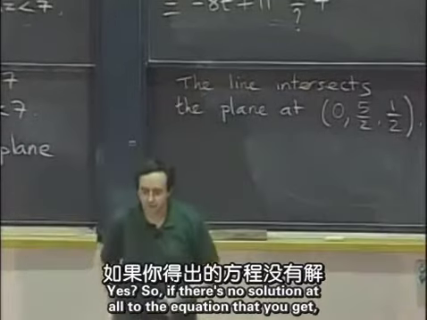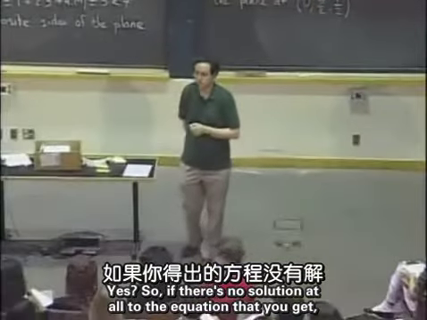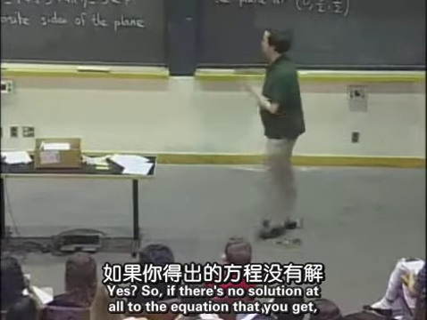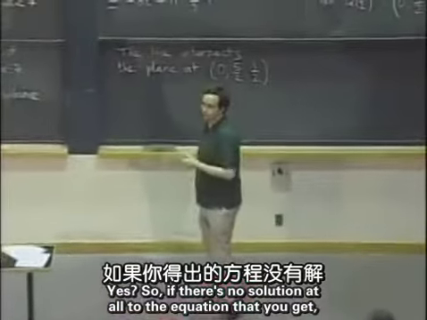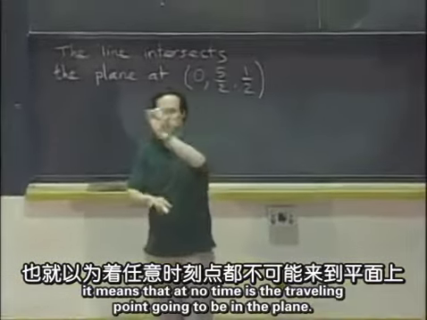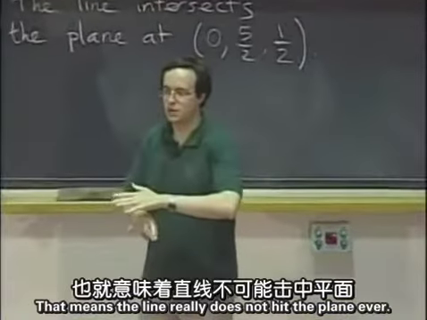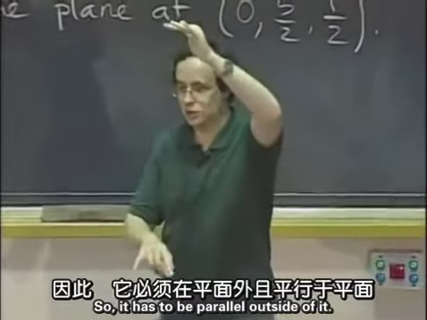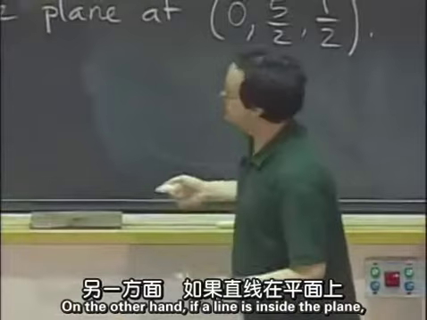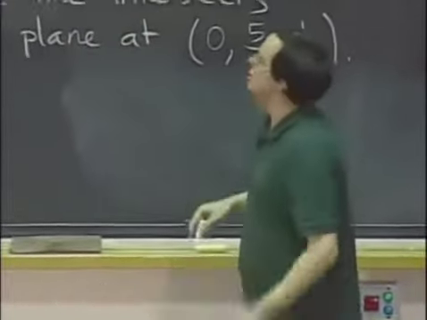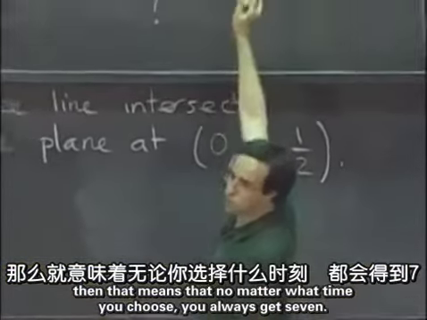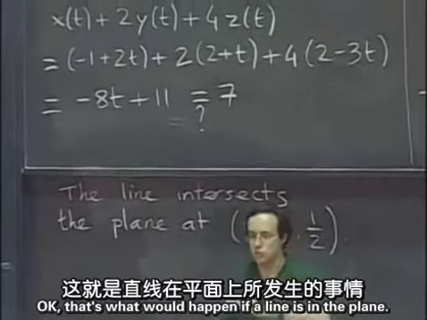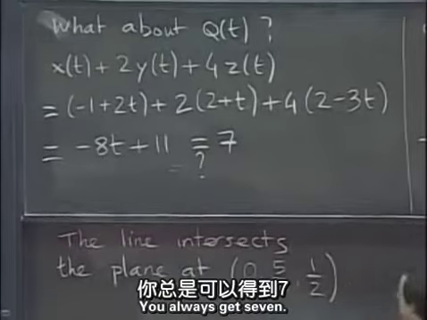Yes? So if there's no solution at all to the equation that you get, it means that at no time is the traveling point going to be on the plane. That means the line really does not hit the plane ever, so it has to be parallel outside of it. On the other hand, if the line is inside the plane, then no matter what time you choose, you always get 7. That's what would happen if a line is in the plane.